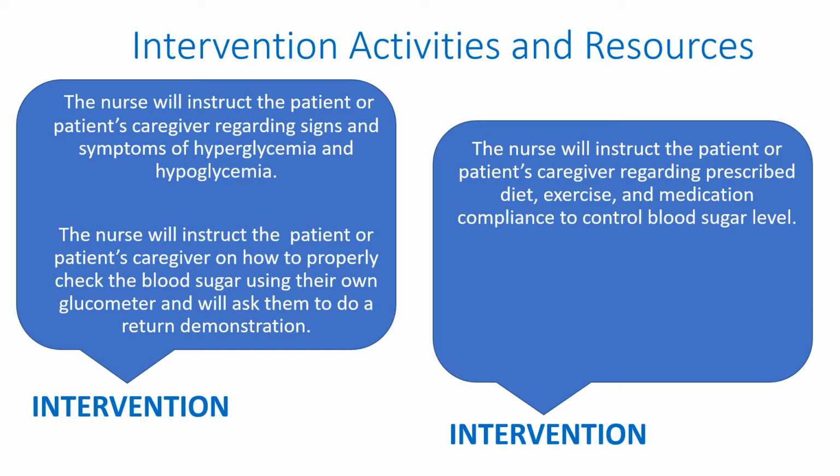What will be the interventions for the previously stated goals? The nurse will instruct the patient or patient's caregiver regarding signs and symptoms of hyperglycemia and hypoglycemia. Second, the nurse will instruct the patient or caregiver on how to properly check the blood sugar using their own glucometer and will ask them to do a return demonstration. For the long-term goal, the nurse will instruct the patient or caregiver regarding prescribed diet, exercise, and medication compliance to control blood sugar level.